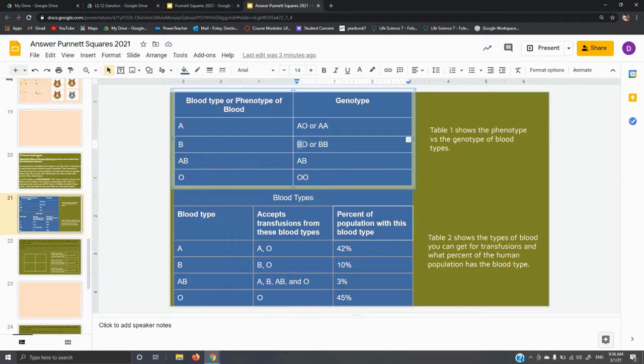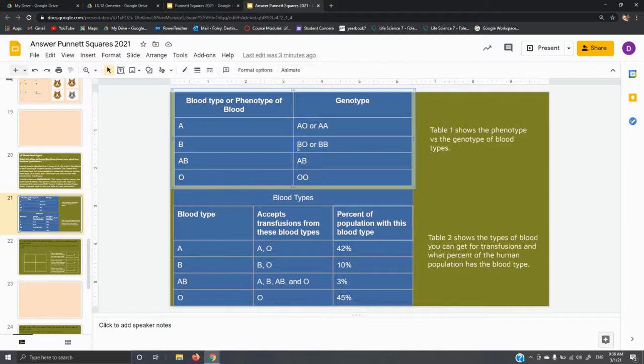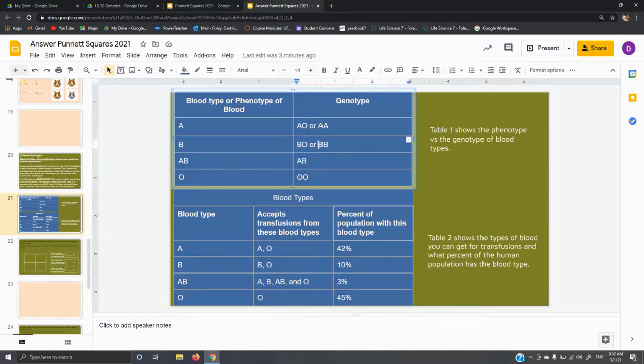B type blood, you could have capital B and O, my bad, or capital B, capital B. And then we have AB blood, which means that's your phenotype. So if you were to get tested, your blood type would be AB, and your genotype is AB. So let's say you got A from your mom and B from your dad, and your blood type is AB.